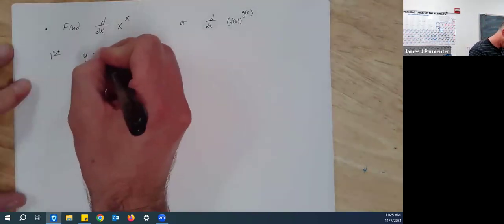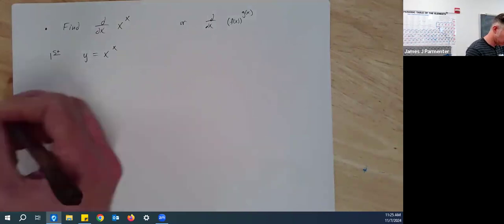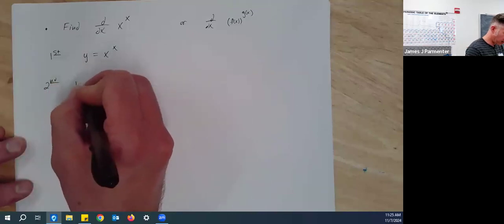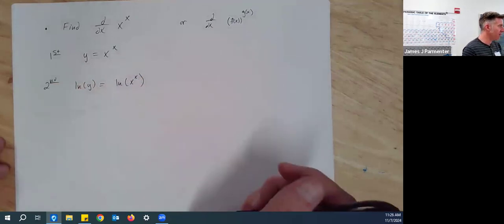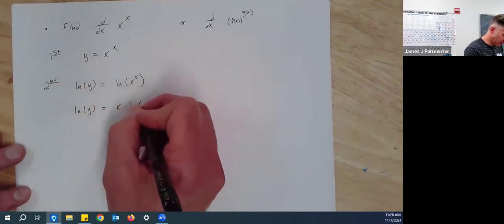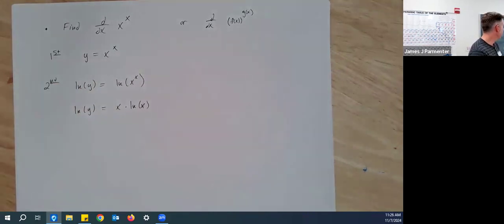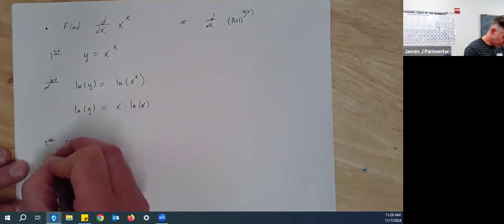Then we don't want to have a variable in our exponent. And the most common way of getting variables out of exponents is by taking the natural log of that thing. So we're going to take the natural log of both sides of this equation. We're going to have the natural log of y equal to the natural log of x to the x, so that we can then bring the x down in front of the logarithm. We have the natural log of y equal to x times the natural log of x. After we've gotten our variables out of our exponents, then we're going to differentiate both sides implicitly.